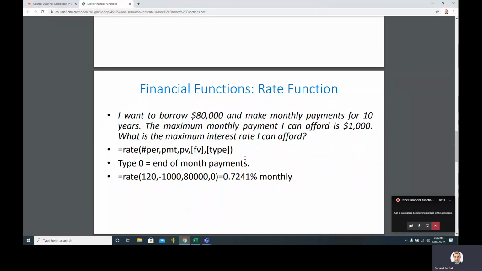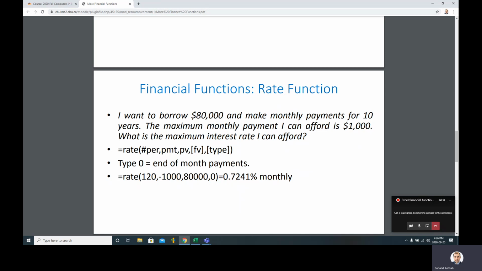Another financial function is the RATE function. With this function, we can calculate the rate. As you have noticed so far, the rate was always a parameter. It was given. Now we are going to actually calculate the rate using the RATE function.